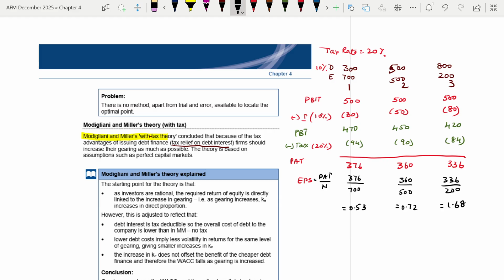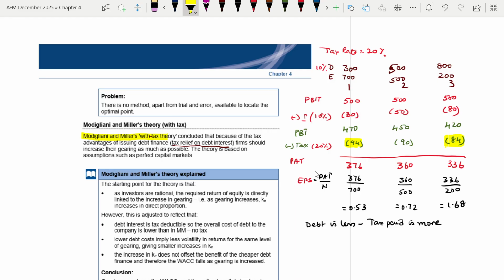Now you evaluate. When the debt is less, the tax paid is more. Are you clear about this? How much are you paying? 94. When the debt is more, 800, you are paying less tax.